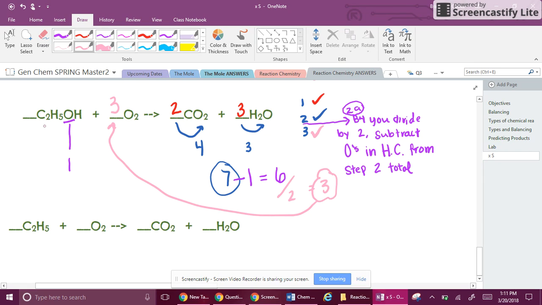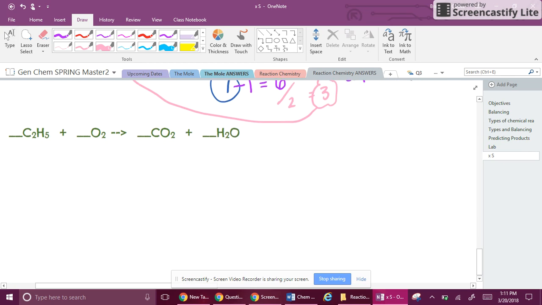So let's double check. 2 carbons, 2 carbons, 6 hydrogens, 6 hydrogens, and then 4, because 2 times 2 is 4, plus 3 is 7 oxygens. 3 times 2 is 6, plus 1 is 7 oxygens. Sweet. Okay, last one.